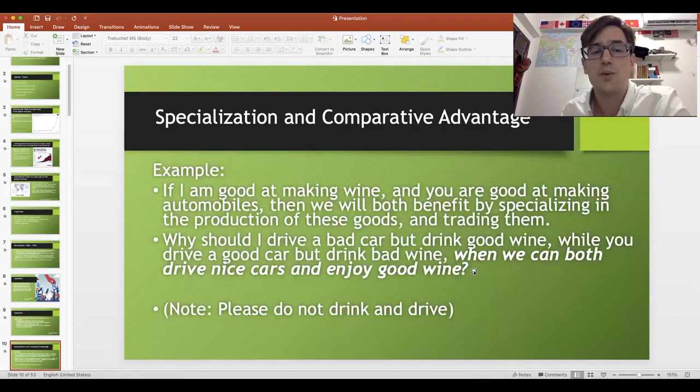Let me give you an example of specialization and comparative advantage. I'm good at making wine, you're good at making cars. We can both benefit by producing these goods and trading them.